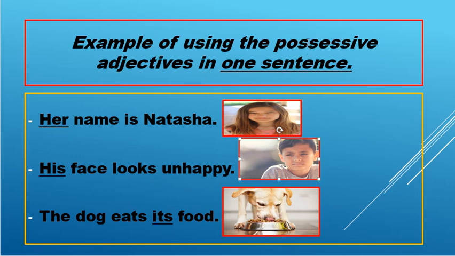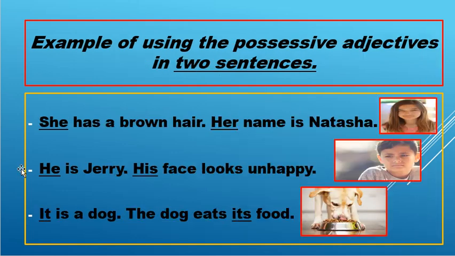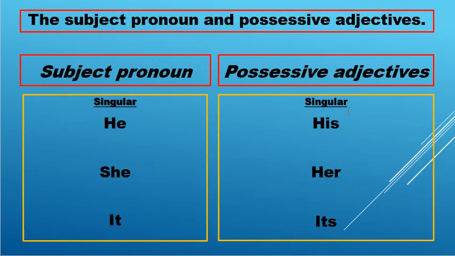So that is one sentence. Now let's make it into two sentences. Here is an example of using the possessive adjectives in two sentences. We tackled this one yesterday too. If you remember, the subject pronoun for his is he, for her is she, for its is it. We use the subject pronoun and the possessive adjectives to build up two sentences. If you know these two, you can make two sentences. This is the importance of this lesson.